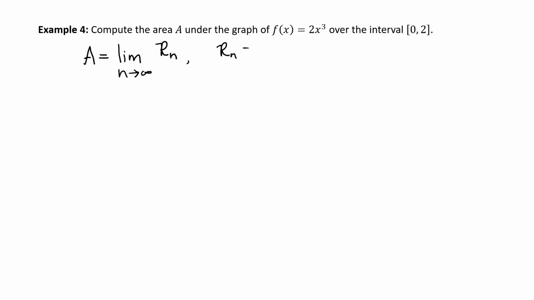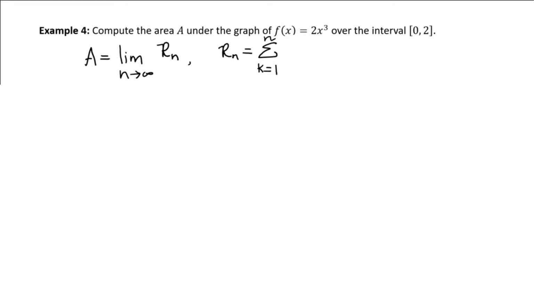R sub n is defined as the summation as k goes from 1 to n of f of x sub k asterisk, that's the representation for the sample points, times delta x, the width of a rectangle. Let's find those two parts. I'll begin by looking for delta x.